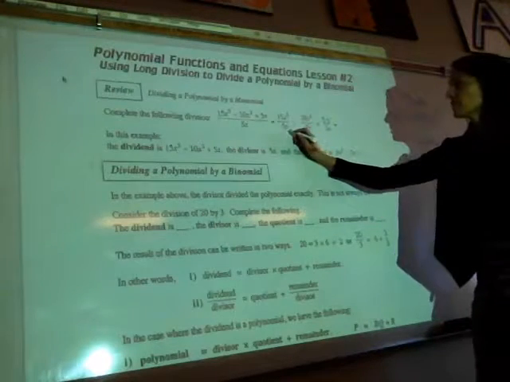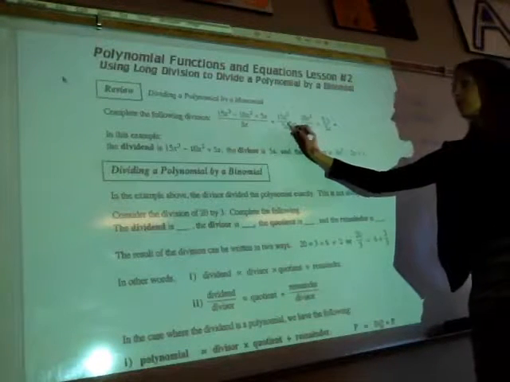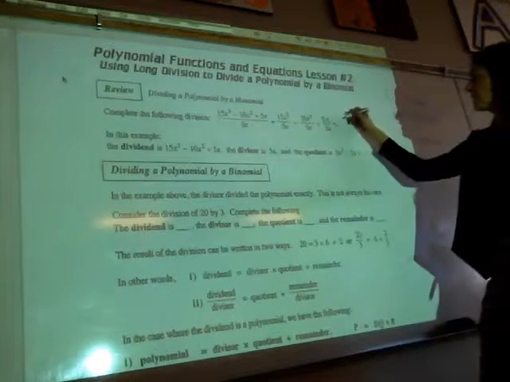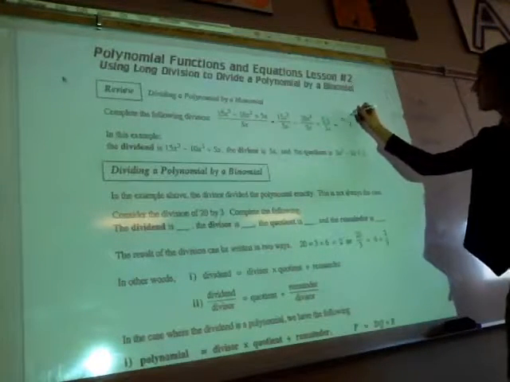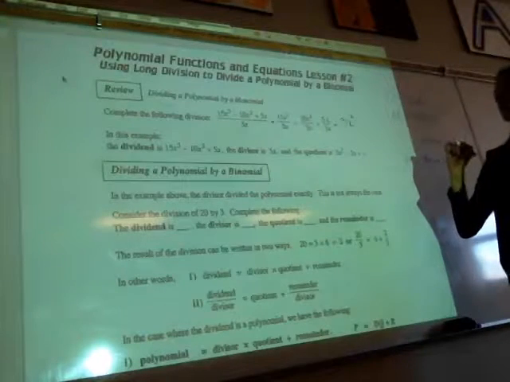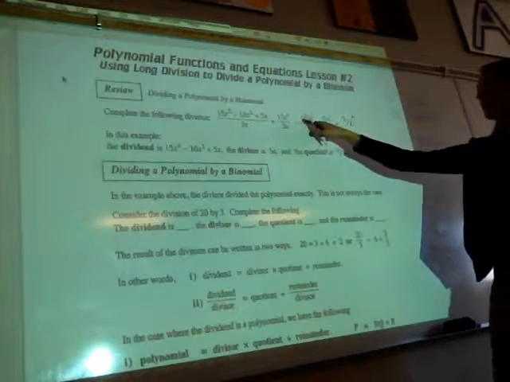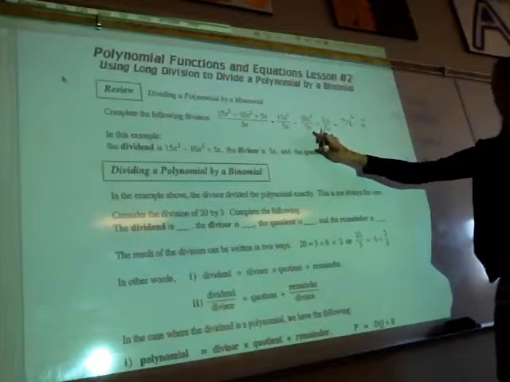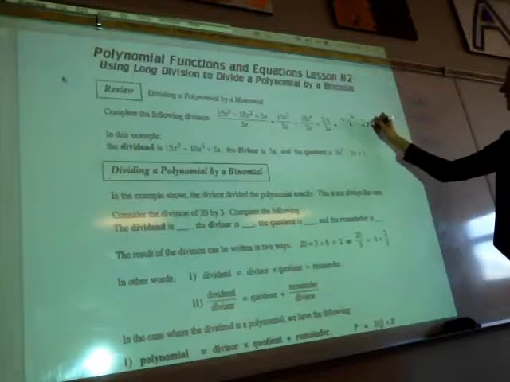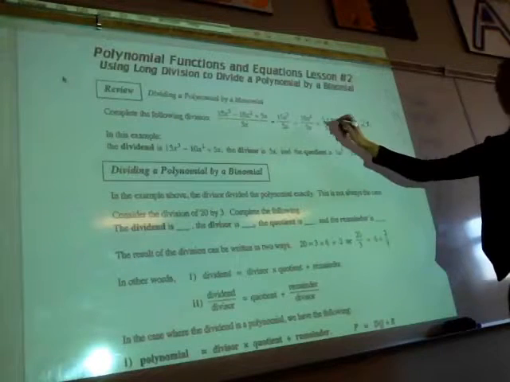Okay, 15x cubed divided by 5x. Let's start with the coefficients. 15 divided by 5? 3. X cubed divided by x? X squared. So our first term, we are left with 3x squared. Second term, negative 10 divided by 5? Negative 2. And x squared divided by x? X. Lastly, 5x divided by 5x, cancel out.